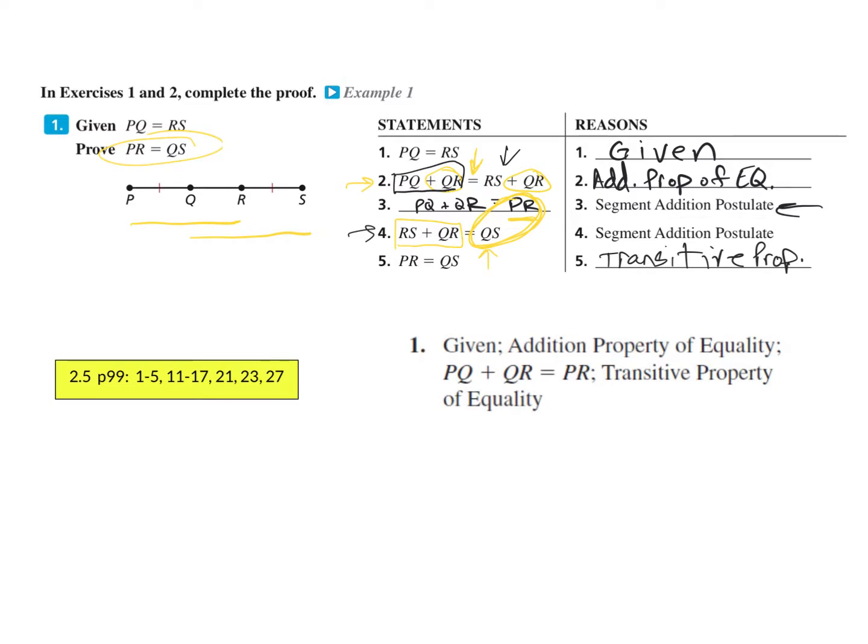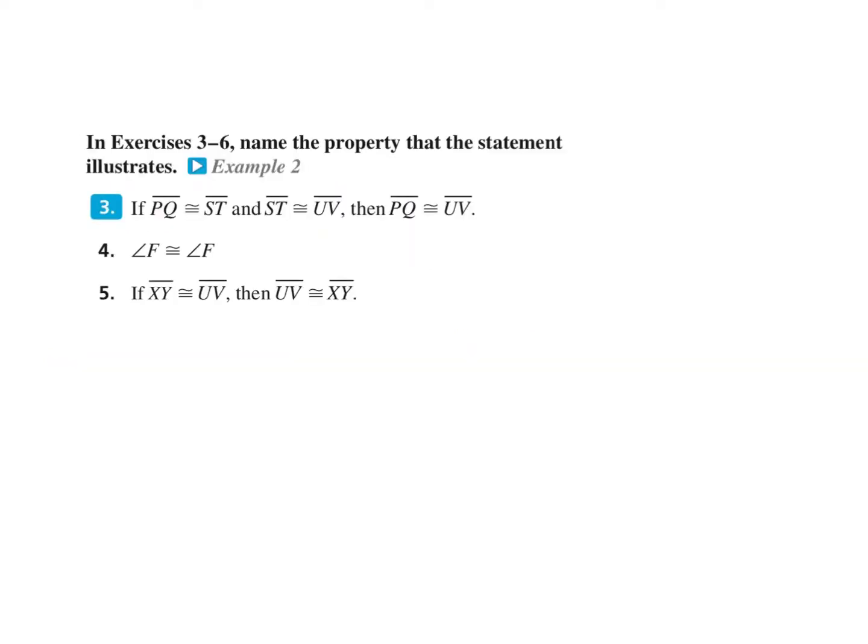All right. Name the property that the statement illustrates. Okay, so what are the properties? We have the segment PQ is congruent to ST, that's an if-then statement, and ST is congruent to UV, then PQ is congruent to UV. So here's what we have. If A is to B, and then we have B again is to something new, C. These two are the same, cross them out, we have A is to C. So that would be the transitive property.